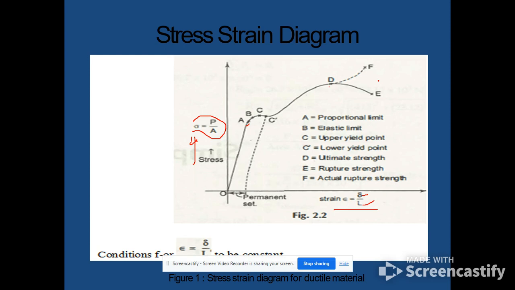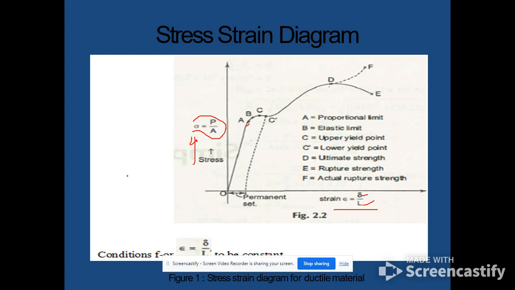First of all, Hooke's law. Hooke's law was given by Sir Robert Hooke in 1678, and it states that stress is directly proportional to the strain within the elastic limit. Stress by strain equals a constant. Here the constant is known as the modulus of elasticity. That is Hooke's law.